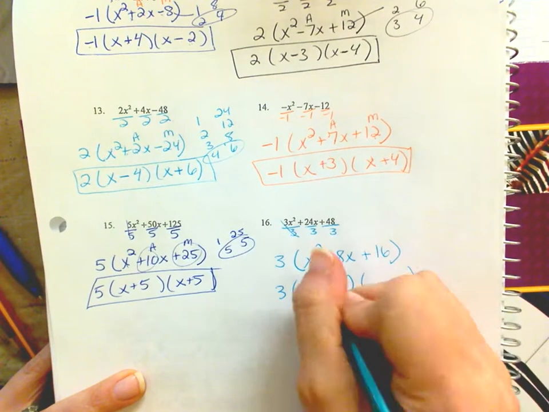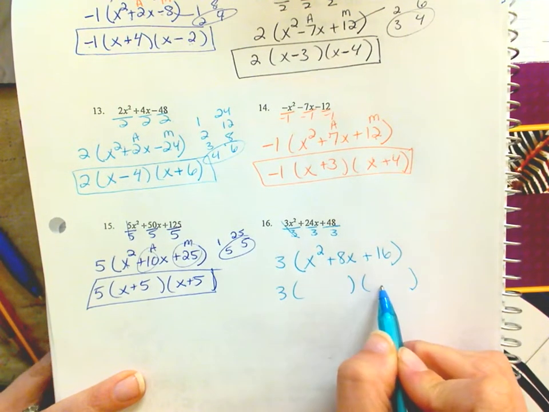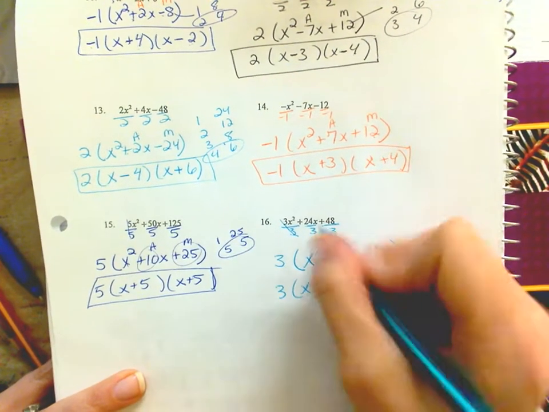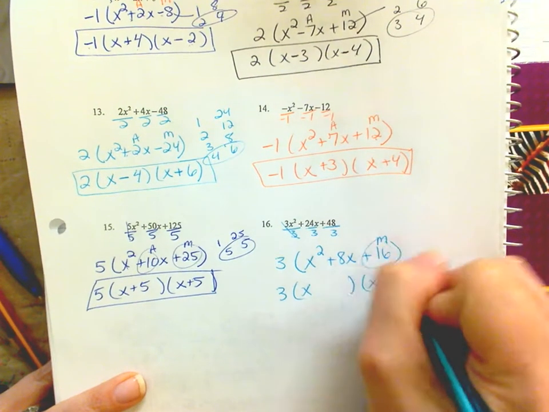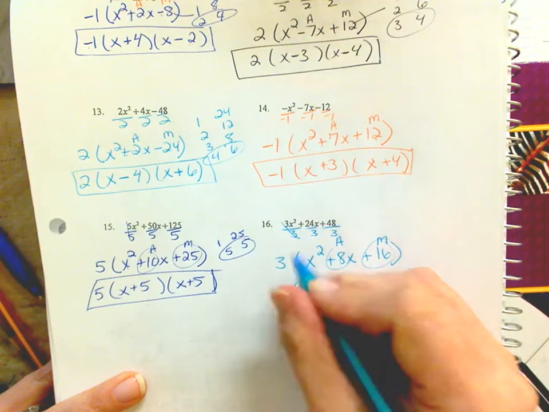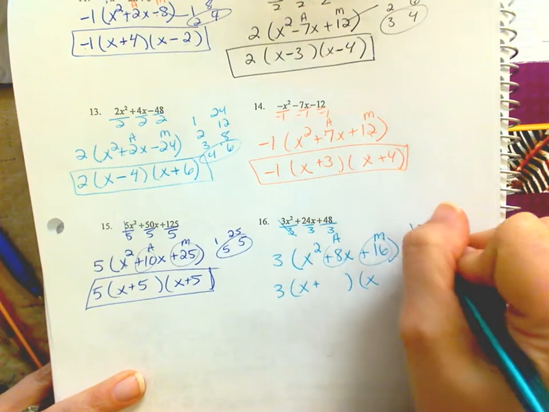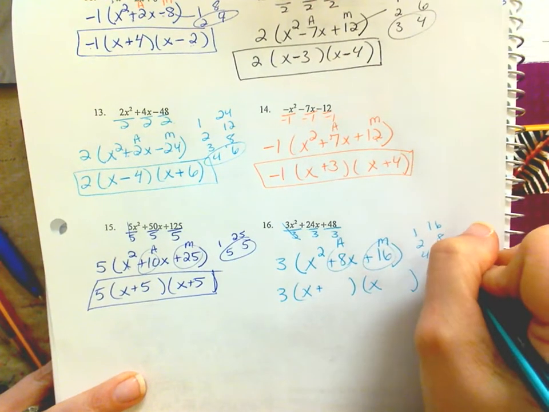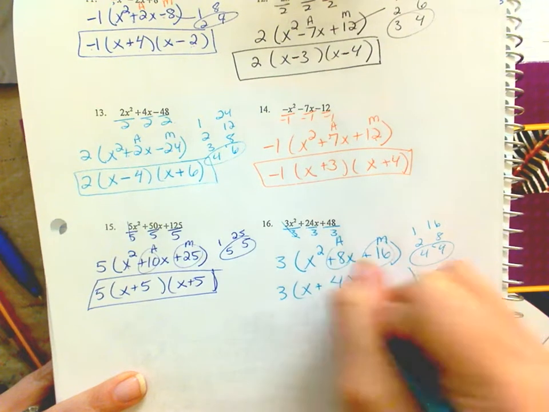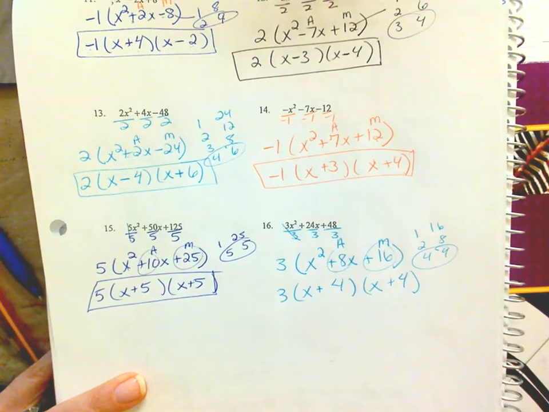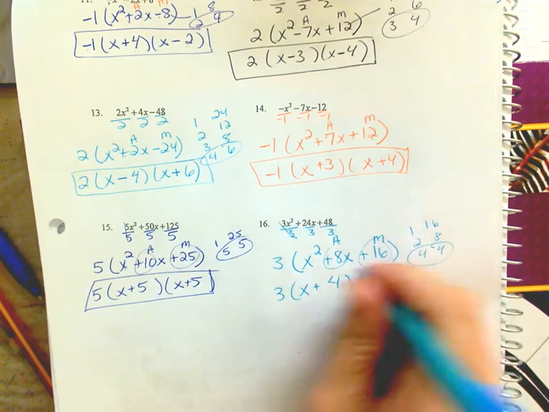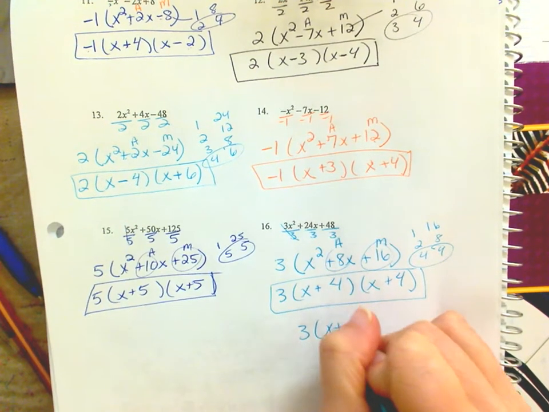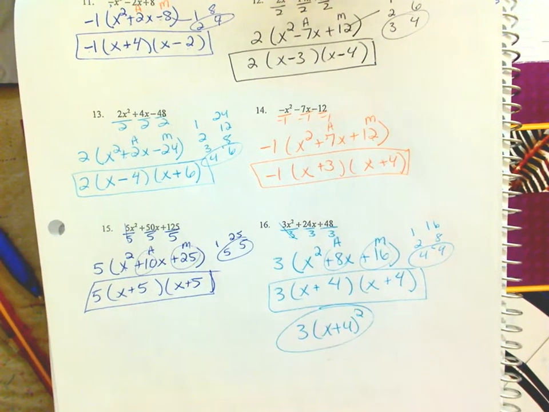Keep the 3. Break up your trinomial into two things that you could multiply to get it. We could FOIL them. X times x is x squared. You want to find two numbers that multiply to give you 16 and add to give you 8. So 1 and 16 don't work. 2 and 8 don't work. 4 and 4, that does work. So x plus 4, x plus 4. You could leave it as that, but just like on the first page, you could write it as 3 and then x plus 4 quantity squared. That's it.